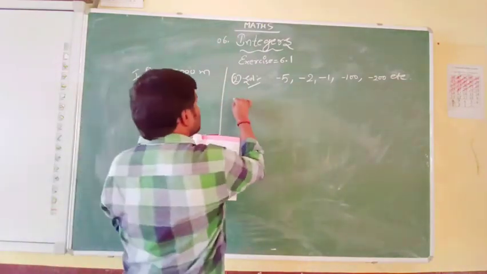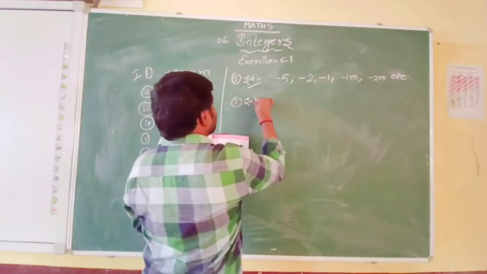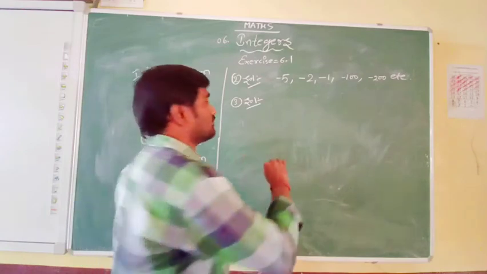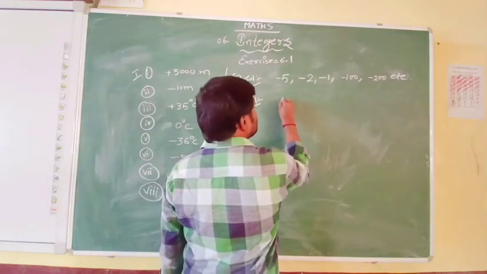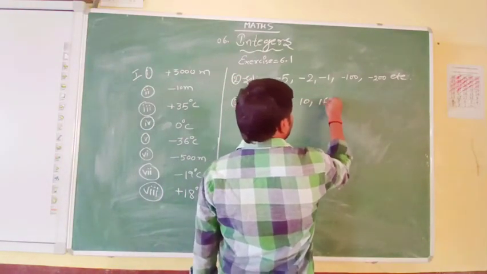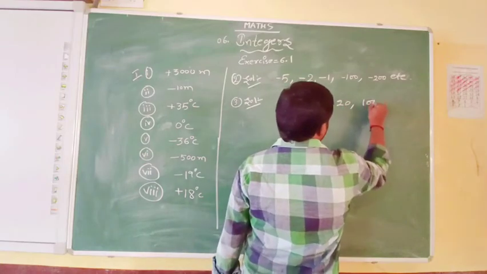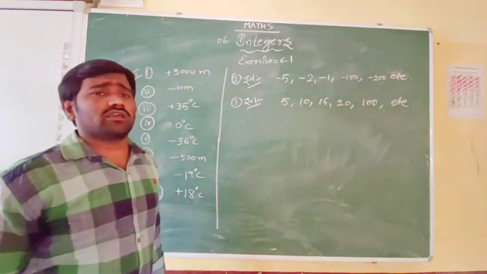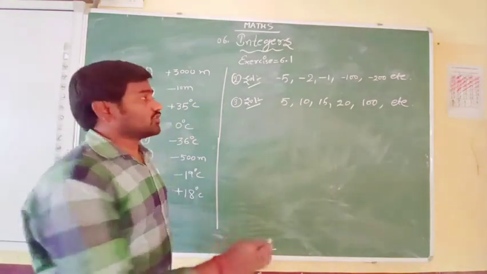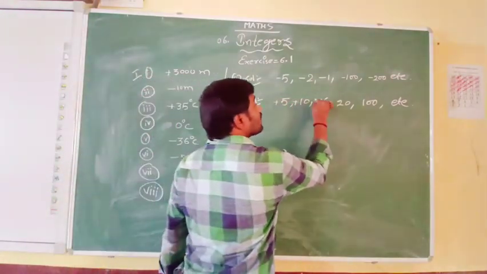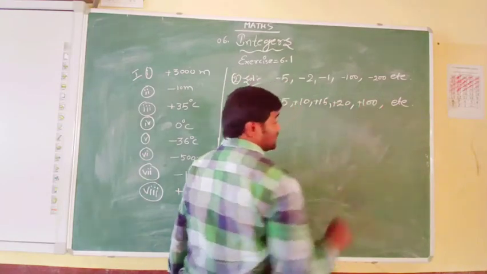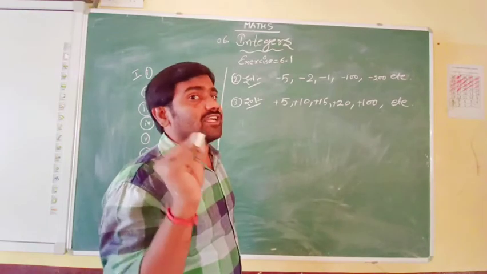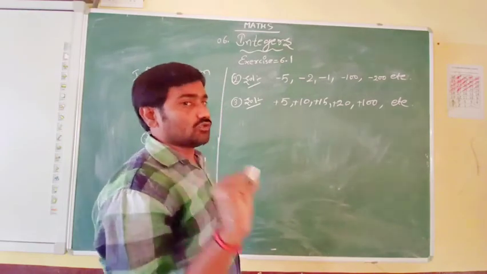Now the third question is to write any 5 positive numbers. Positive numbers are plus numbers, and you need not keep any sign. Suppose 5, 10, 15, 20, 100, 200, etcetera. There are infinite positive numbers, from 1 to infinity. If there is no sign before the number, always think that it is a plus only, nothing but a positive number.